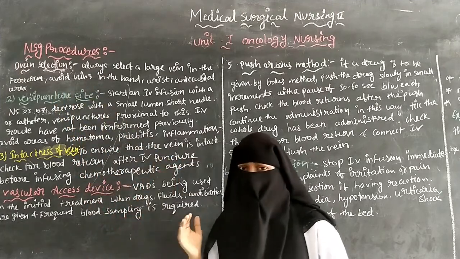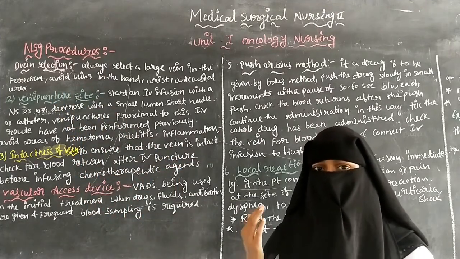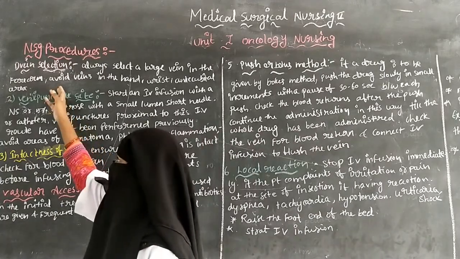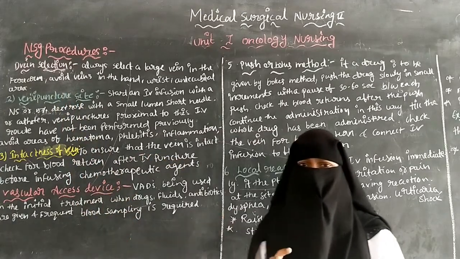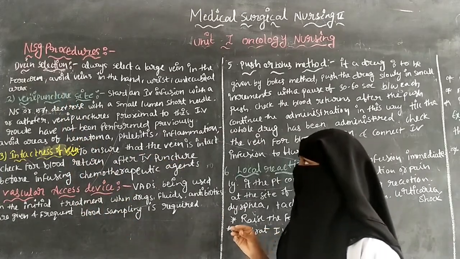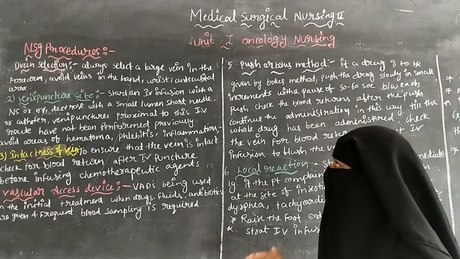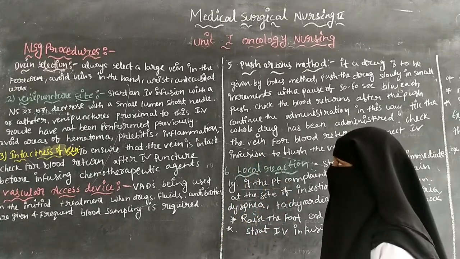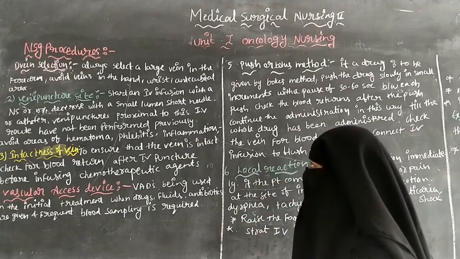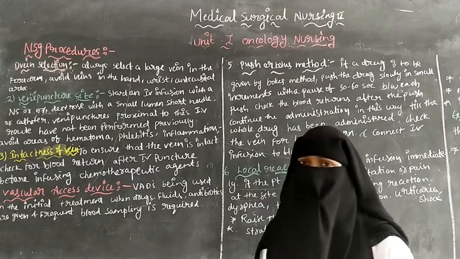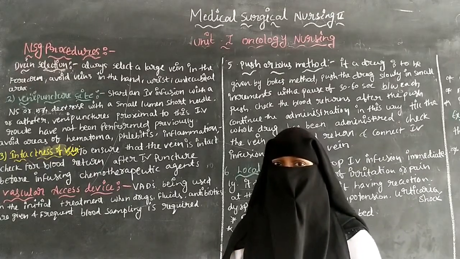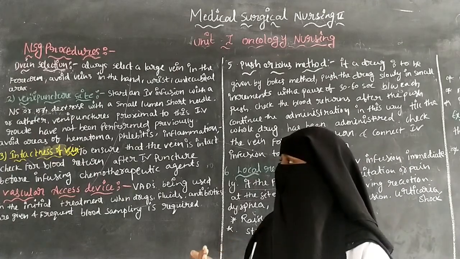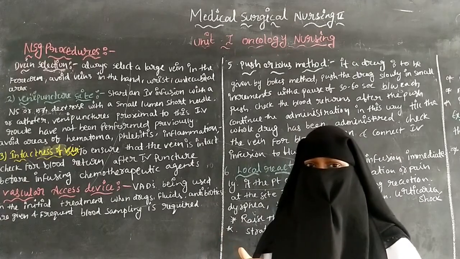If the nurse is going to place a cannula in the patient, the nurse has to maintain the guidelines. The first one is vein selection. While placing the cannula, first we should select a large vein in the forearm, and avoid veins in the hand and wrist. The veins present in the wrist and hand should not be selected; the veins present in the forearm should be selected.